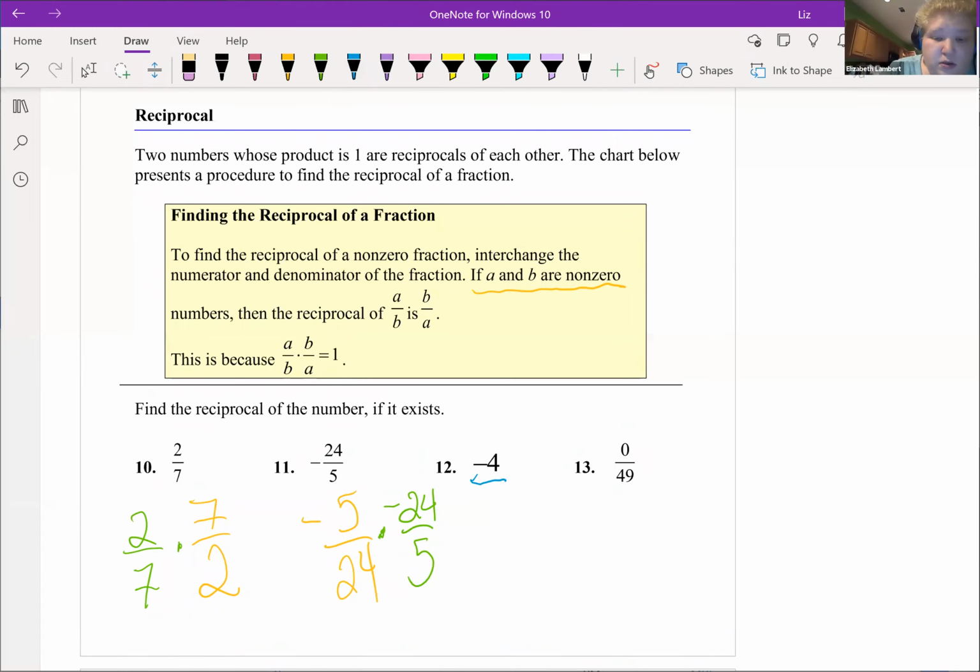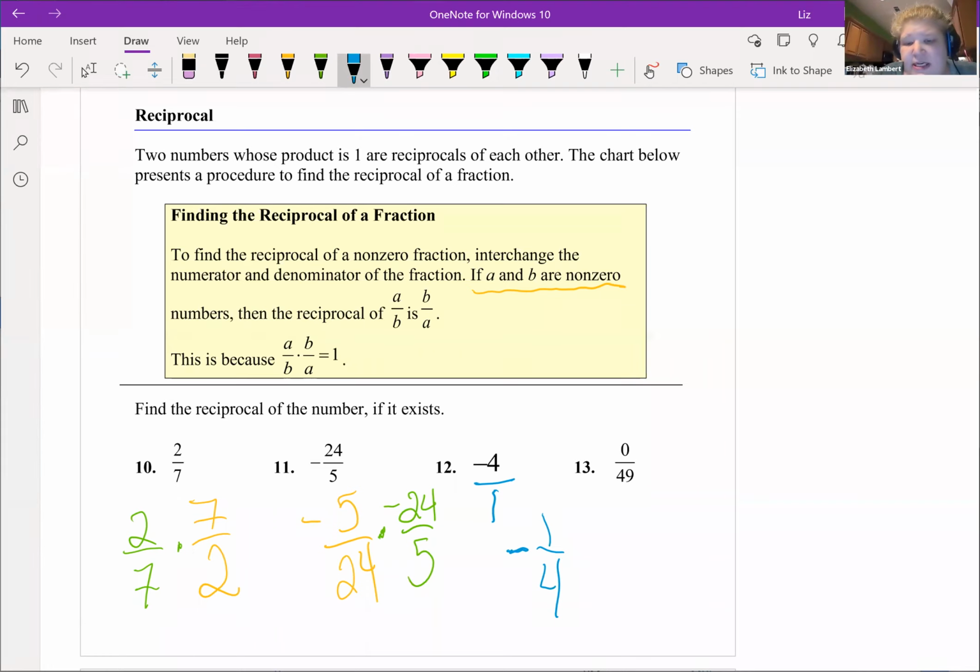Oh, bad handwriting. So -4 divided by 1 is still -4, but now I've got an A over B, so I can flip it and get my B over A, which is still negative. But now it's -1/4. So 1/4 of 4 is 1 whole. If I have 4 wholes and I take 1/4 of that, that's just 1.